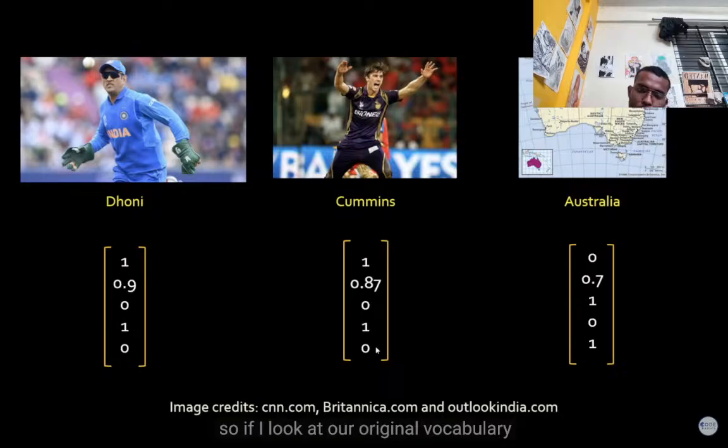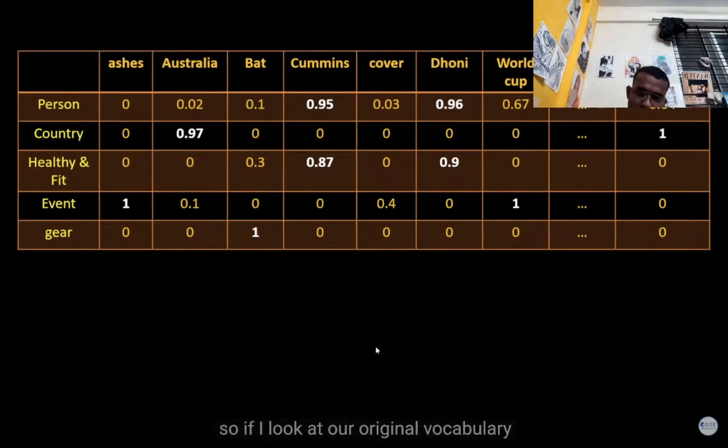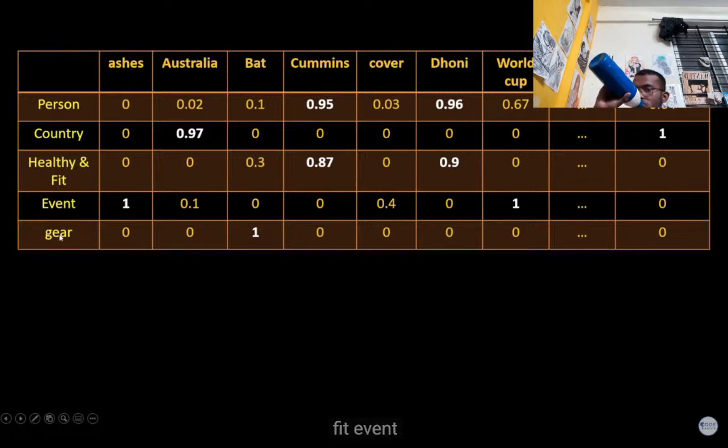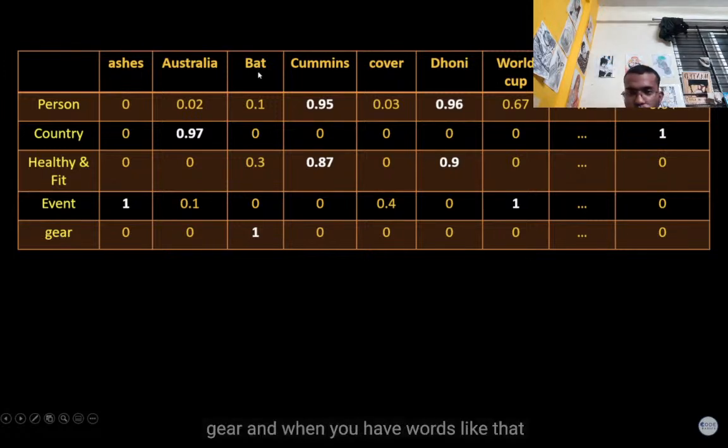So if I look at our original vocabulary, maybe you can come up with these kind of feature vectors, where you can say, okay, my features are person, country, healthy and fit, event, gear. And when you have words like bat, well, it's gear, so it's 1.